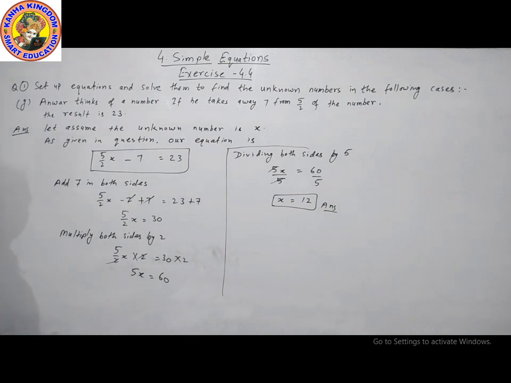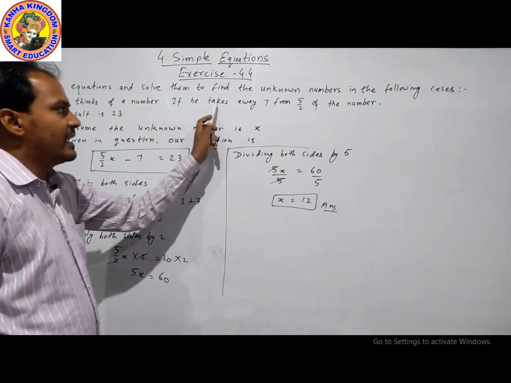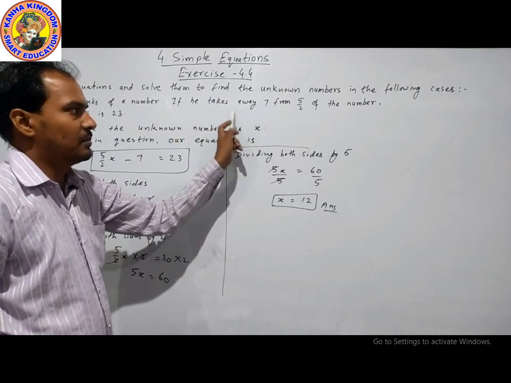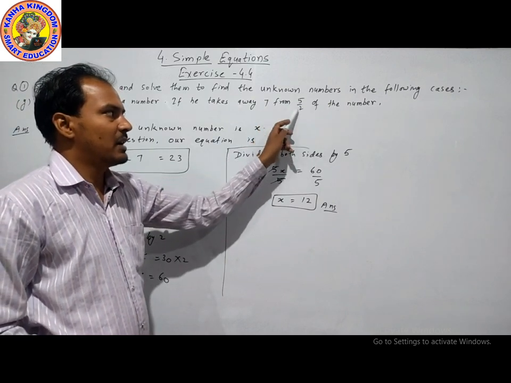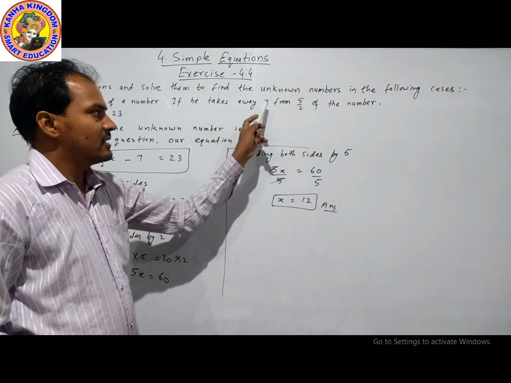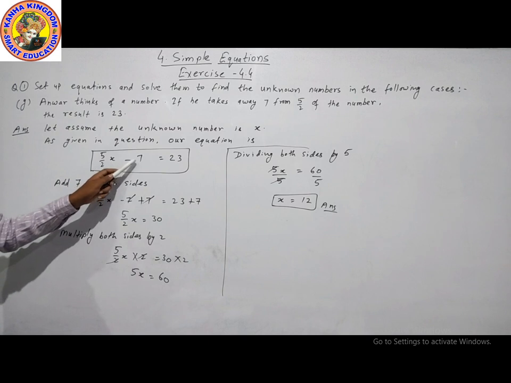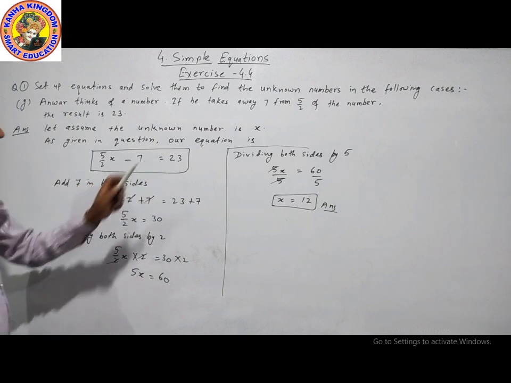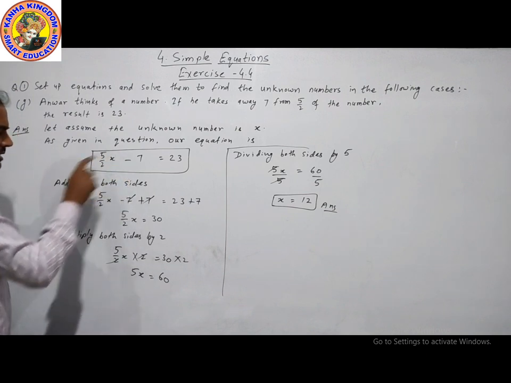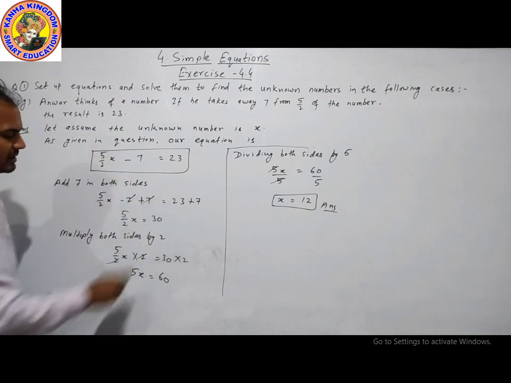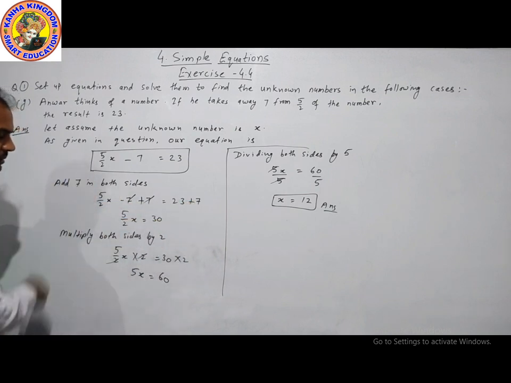Let's begin from this question. Converting a number. Let's assume the number is x. If he takes away, means minus, 7 from 5 by 2 of the number, 5 by 2 x minus 7. The result is 23. 5 by 2 x minus 7, result means equal to 23. First of all, here is minus 7, so we will take plus 7. Add 7 in both sides. These are cancelled. 5 by 2 x is equal to 30.